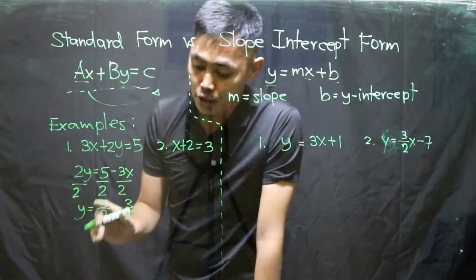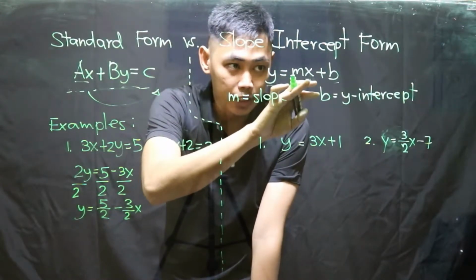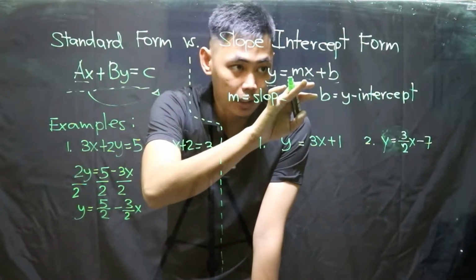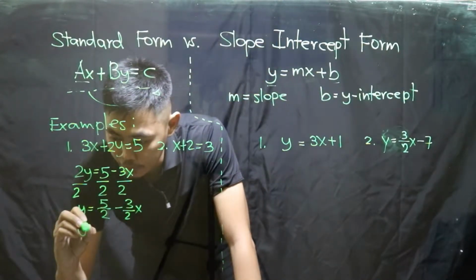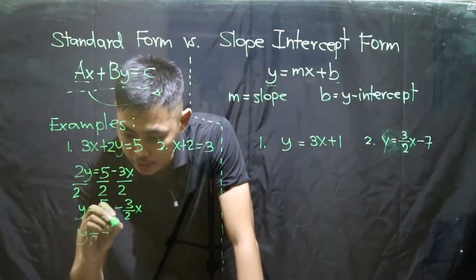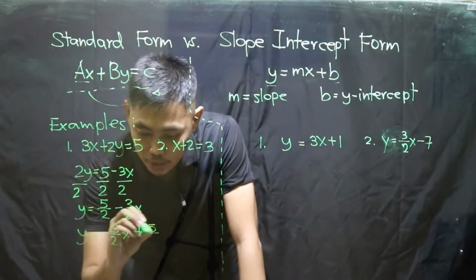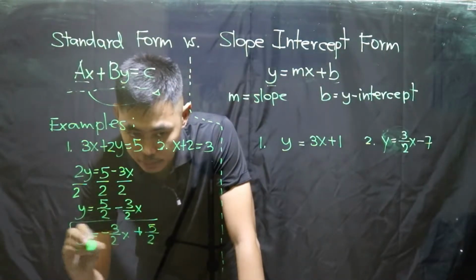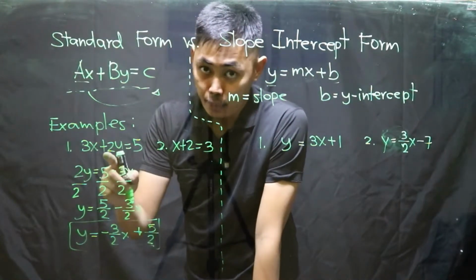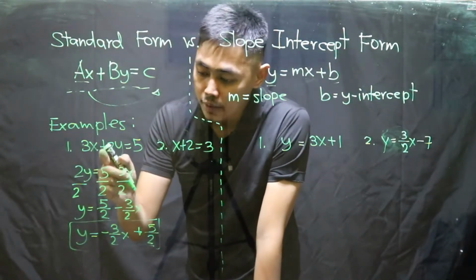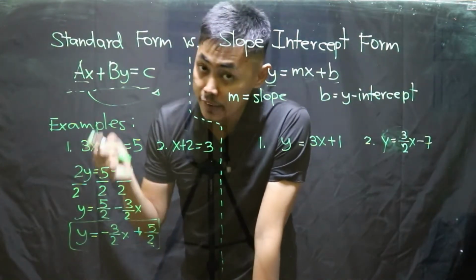And then, just to follow the standard here, we will need to write x on the first and then y-intercept in the second. So we can rewrite this as y is equal to negative 3 over 2x plus 5 over 2. So this is the slope-intercept form of this particular linear equation. Now, I did not change the equation.